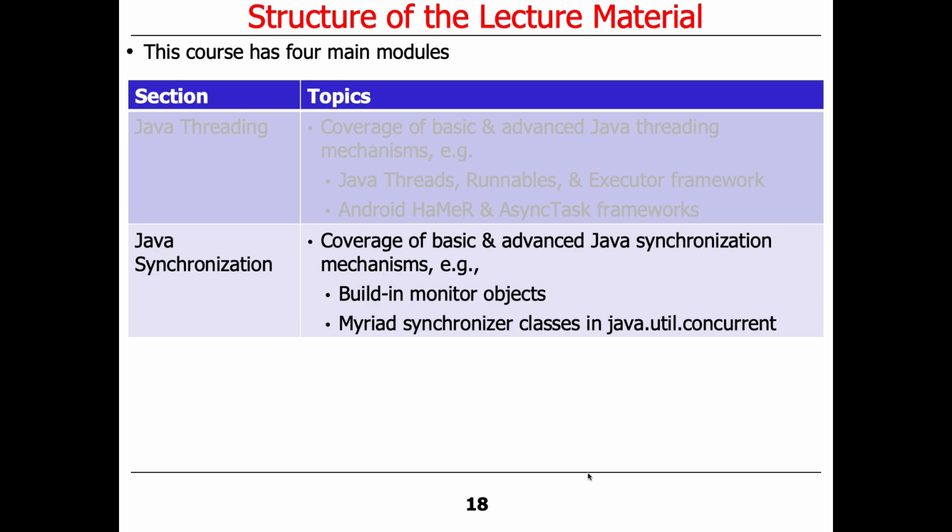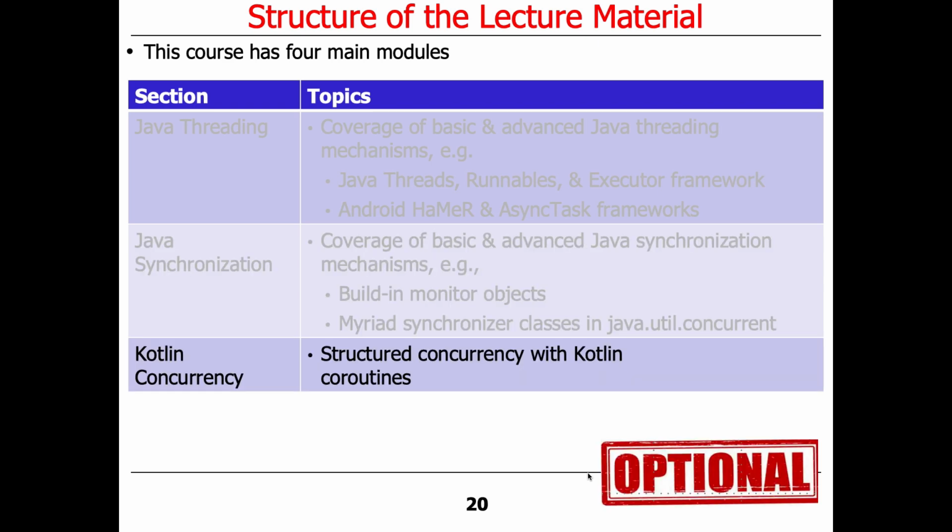We'll also spend a lot of time on synchronizers. So threads are basically units of execution that can run on one or more cores. And synchronizers are the means and mechanisms for coordinating the access to shared resources by multiple threads. And so we'll talk about some of the basic Java synchronization mechanisms, like built-in monitor locks and monitor objects. And then we'll talk about a ton of synchronizer classes in java.util.concurrent. So ReentrantLock, Condition object, Semaphore, and then some of the concurrent collections. And you'll get a chance to play around with all these things in the assignments.